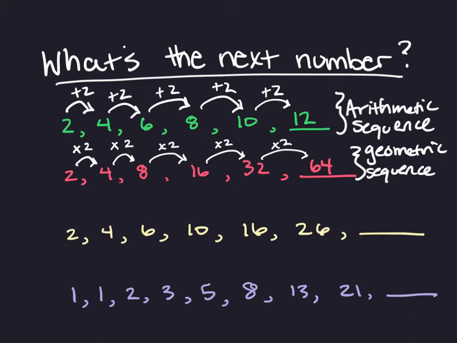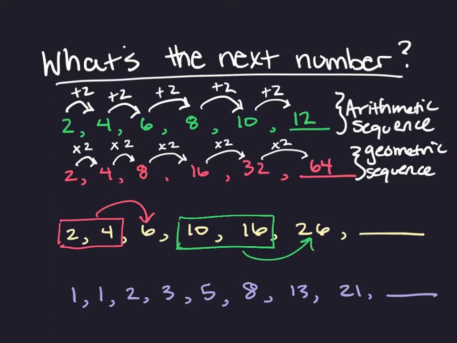Okay, so what about these two? These are kind of strange. 2, 4, 6, 10, 16, 26. And my hint to you, if you're stuck here, is look at these two numbers and think about how they might have helped me get the 6. Look at these two numbers and think about how they might have helped me get the 26. Pause if you don't want the answer. The next number is going to be a 42.